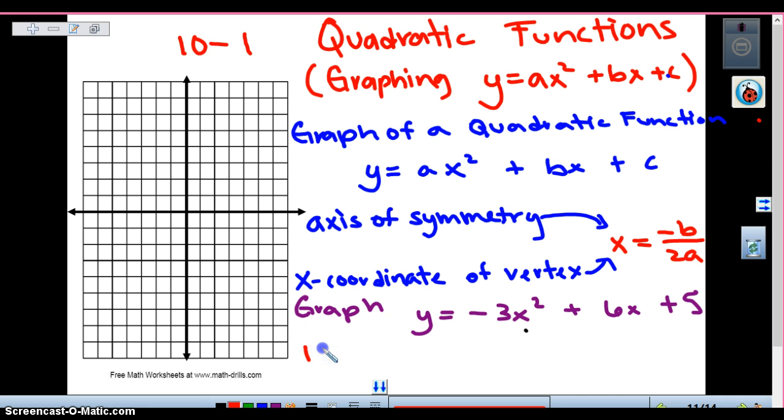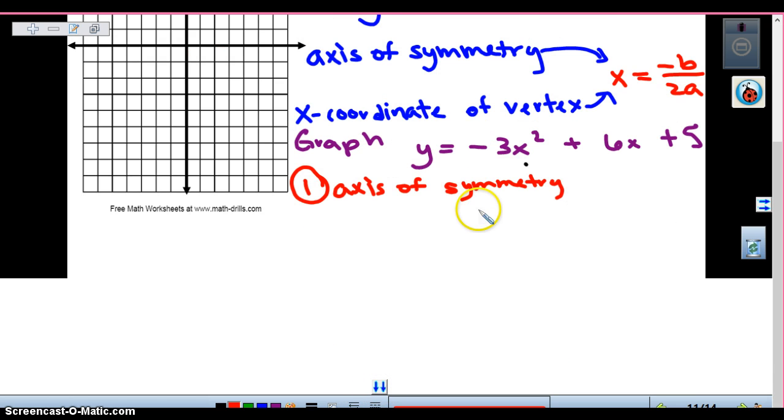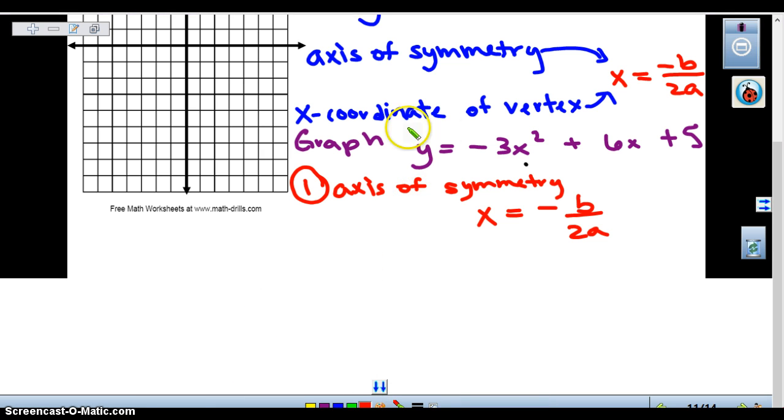To start, our step 1 will be to find the axis of symmetry. And the axis of symmetry is equal to x equals negative b over 2a. So let's identify our a in our equation. Negative 3 is our a, our b is 6, and our c is 5.